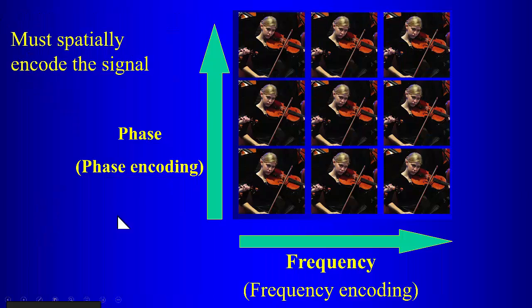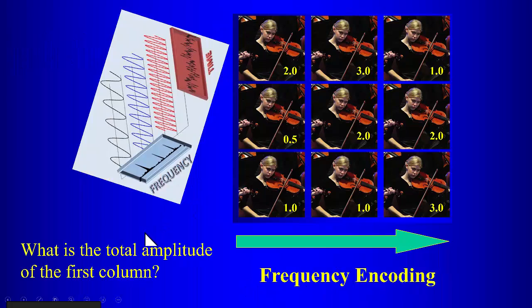Okay? So we can do frequency encoding. So we're able to break down the columns. How do we break down the rows? That is called phase encoding. That's something that human violinists can't do, but you can do it when we do it on the magnet. So we'll talk about how we do that. Okay. So let's start with frequency encoding.